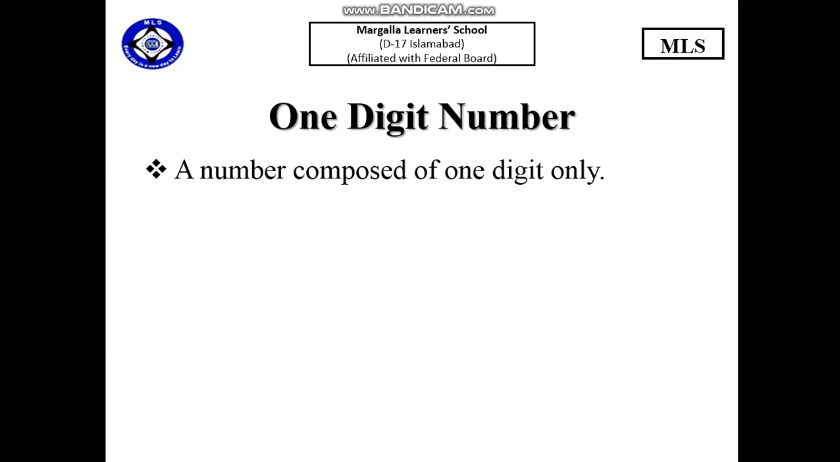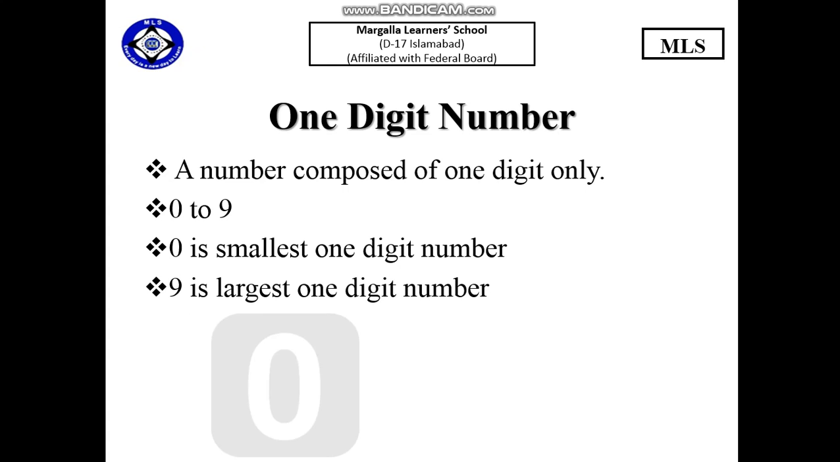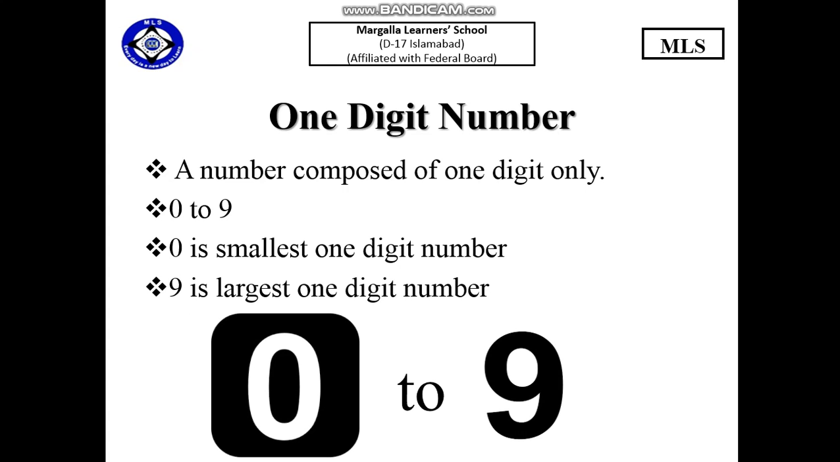First of all, let us review what does one-digit number mean. A number which is composed of only one digit is called one-digit number. For example, 0 to 9. 0 is the smallest one-digit number and 9 is the largest one-digit number. You can see this is only a single digit. There is nothing else with it. So this is only one digit number.